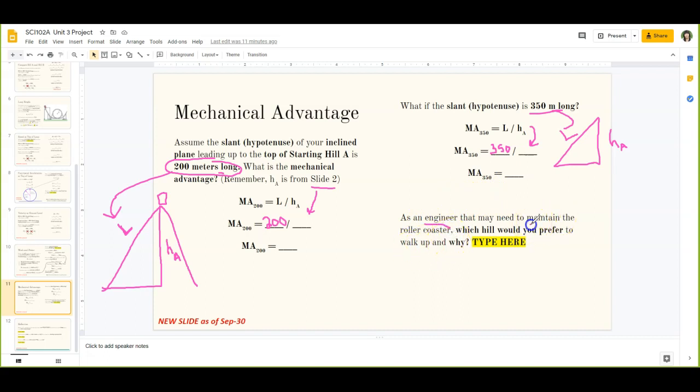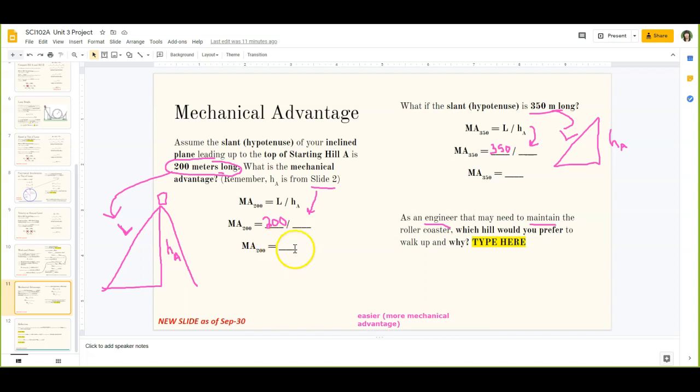If you had to maintain the roller coaster and fix it, which hill would you prefer to walk up and why? The hill that we would probably prefer to walk up is the one that's easier. And remember that easier means that it has more mechanical advantage, so we're looking for a bigger number.